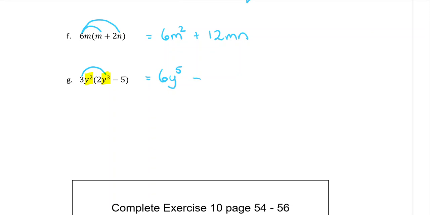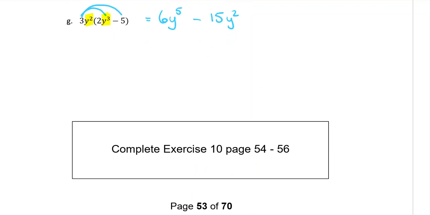Then we have a minus sign, and we want to do 3 times the 5, which is 15, and you will also have a y squared on the end of that one. Okay, so now you're ready to do the distributive law in exercise 10.